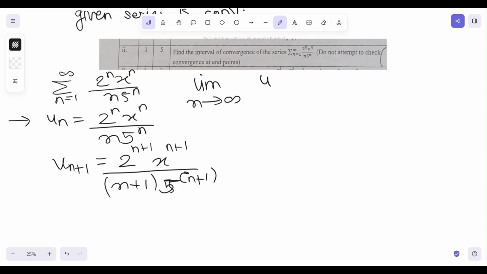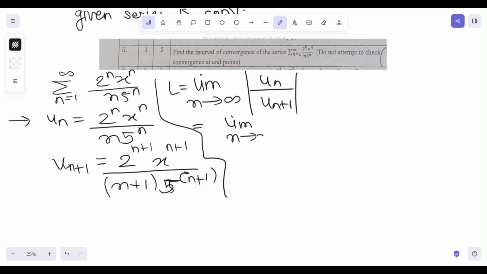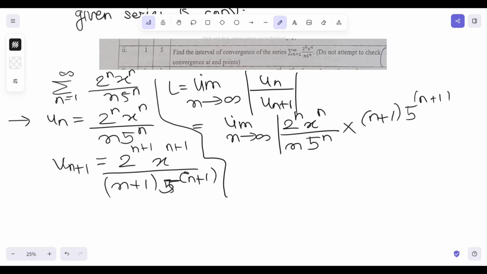So now by using the ratio test, you have to find the limit of n tends to infinity of un upon un plus 1, and we are taking it in the modulus. You have to remember this thing. Then the limit of n tends to infinity, what is your un? 2 raised to n x raised to n upon n into 5 raised to n, into, taking the reciprocal of your denominator, n plus 1 into 5 raised to n plus 1, divided by 2 raised to n plus 1 into x raised to n plus 1.